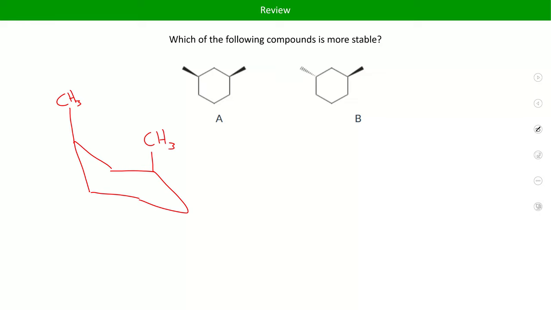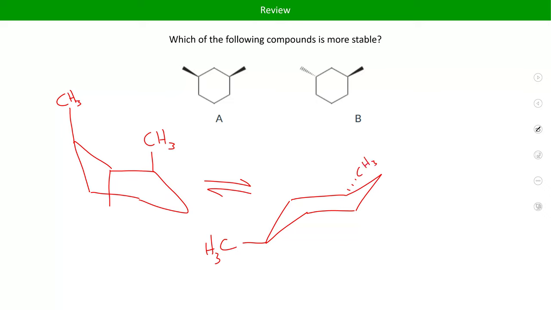Cis, you can put them both in the axial pretty easily when it's drawn on the chair conformer, right? Because remember, our axial versus equatorial alternate: our axial goes up, then the next axial position goes down, then the next axial position goes up. So for both of these, we wind up putting our substituents in the axial position, which means when we do the chair flip, we should wind up with methyl in the equatorial position. And this is in that difficult spot to draw, equatorial position.